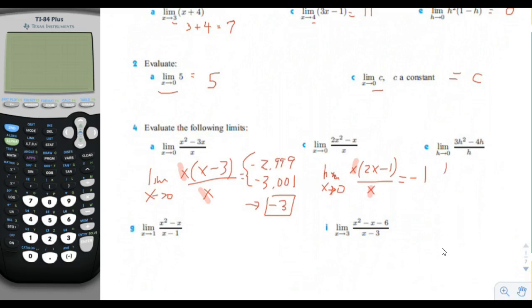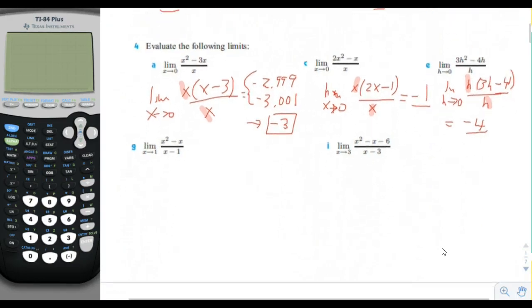What about this next one? So here we're going to say limit as h approaches 0 of h times 3h minus 4 divided by h. And again, we have this condition where the h's cancel out unless h is 0. Okay, so when h becomes 0, the 3h minus 4 becomes negative 4. And even if we put something very small like 0.0001, we're still going to get something very close to negative 4. From the left side, from the right side, we're always going to get something close to negative 4. Okay. Moving on to G.